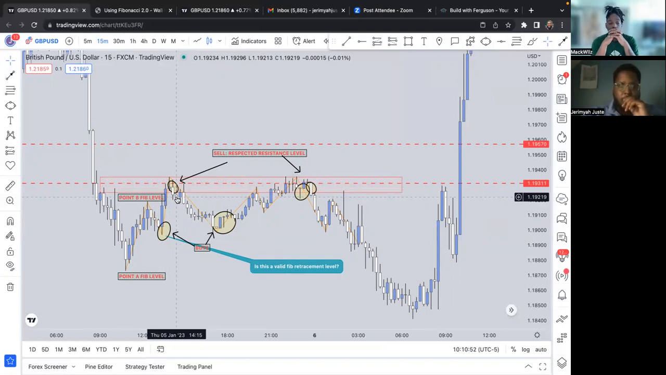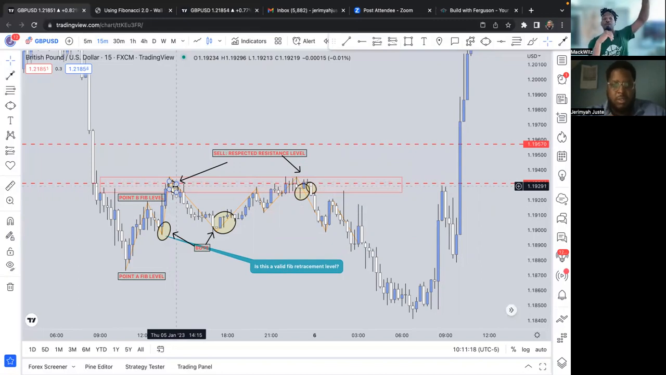Now how would I have timed that? Without the fibs, I wouldn't have been able to. I wouldn't have been able to draw the fib level from this point. That's what I'm saying, because your fibs are backwards, so you wouldn't have been able to see it from a sell perspective.